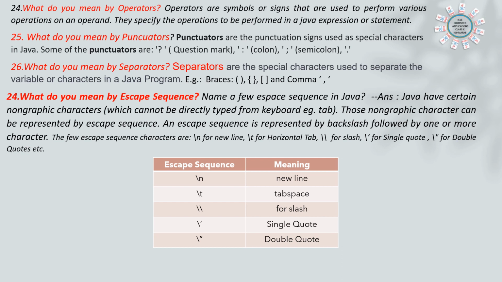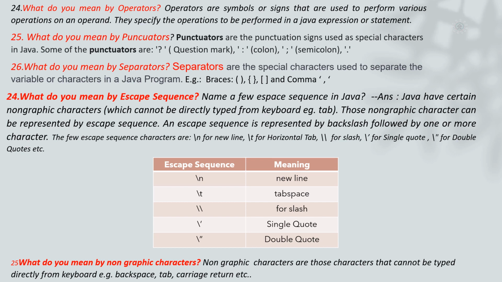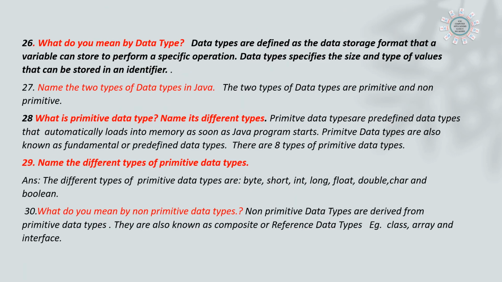The escape sequence definition can also be asked, and output questions can also be asked. Output questions we will see by the end of this video. Non-graphic characters are those characters that cannot be typed directly from the keyboard. For example, in the output, if you want double quotes, we have to take the help of escape sequence. We cannot print it directly in the System.out.println line. So these definitions can be asked, and then comes the data type.